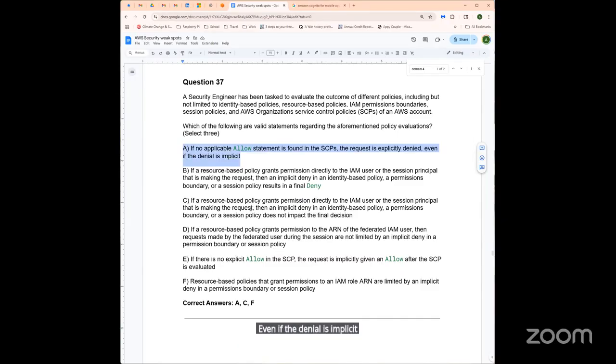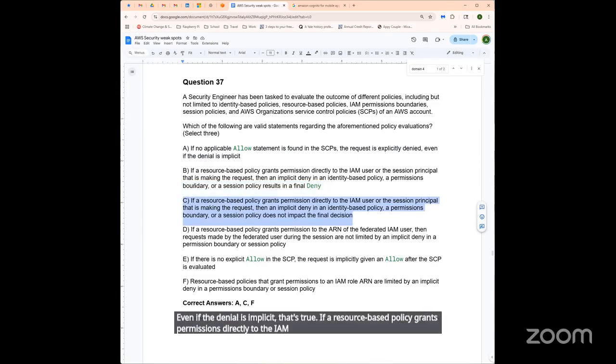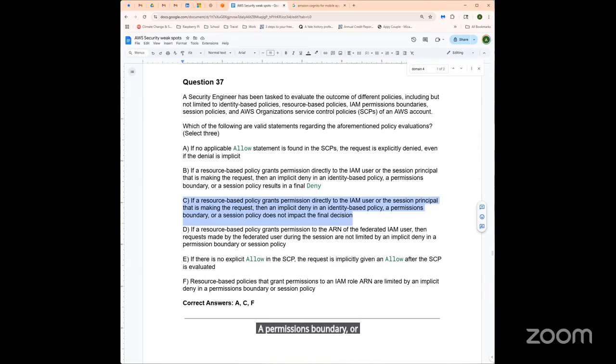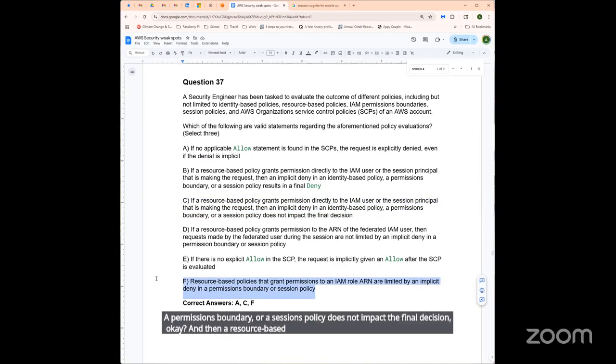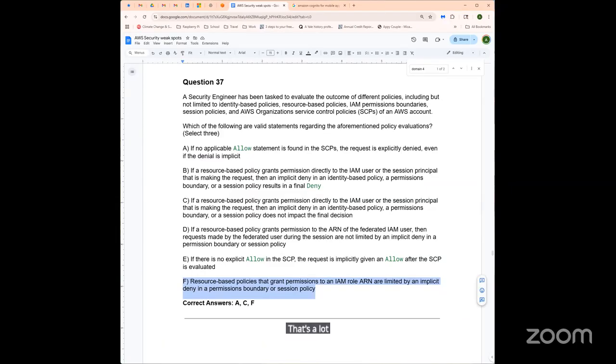That's true. If a resource-based policy grants permissions directly to the IAM user or the session principal that is making the request, then an implicit deny in an identity-based policy, a permissions boundary, or session policy does not impact the final decision. And a resource-based policy that grants permissions to an IAM role ARN is limited by an implicit deny in a permissions boundary or session policy. Okay, that's a lot, right? So why is this correct?